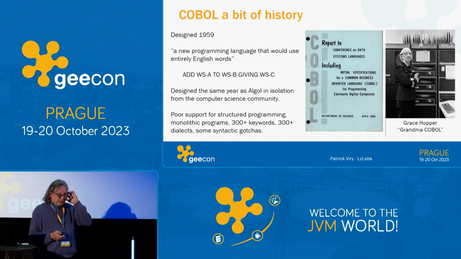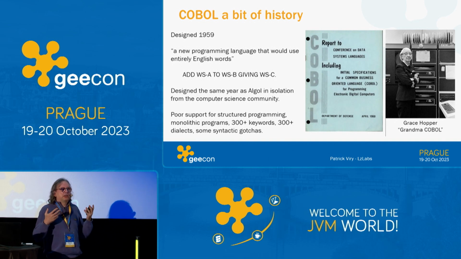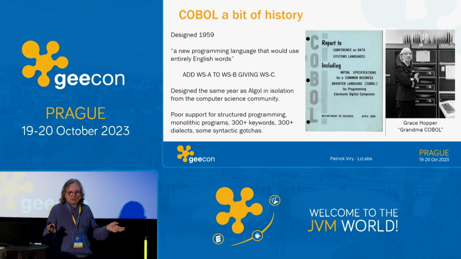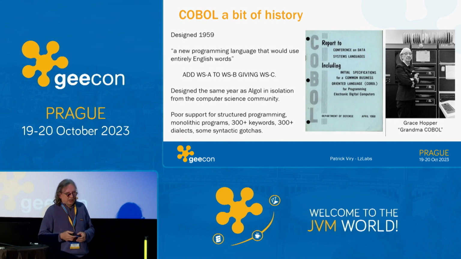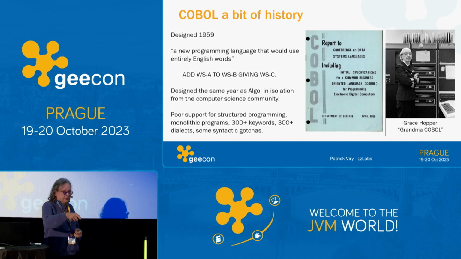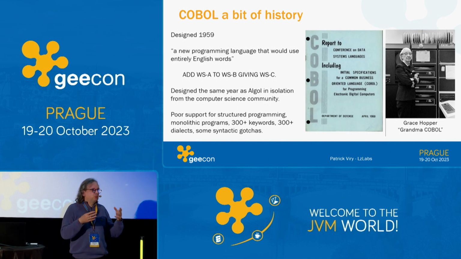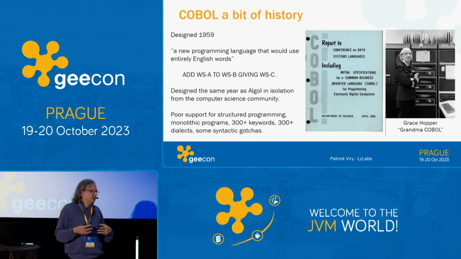Cobol was designed in 1969 with the idea to create a programming language that would use entirely English words. So that's why you end up with sentences, it's on purpose, okay? Like add A to B given C. In Java, you would write C equal A plus B. Okay? There's a lot of WS everywhere. This is just a naming convention. It means working storage. It means basically that this is a local variable.